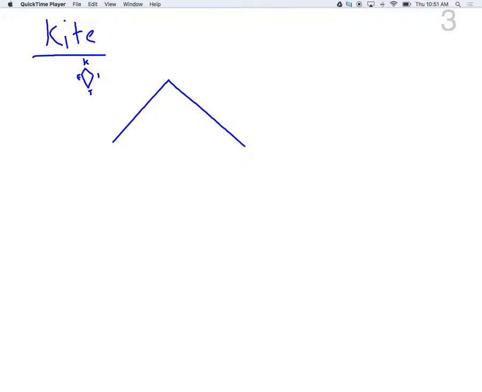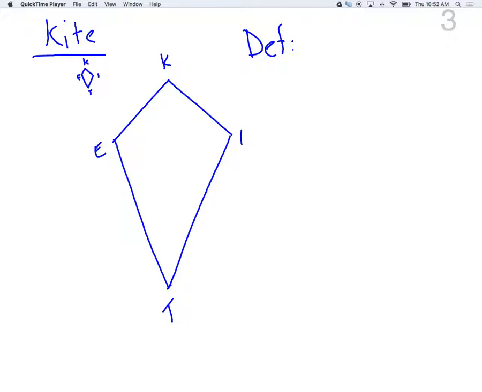Just ignore that little thing hanging on there. Like all the others, we need a definition. Oh, hold on. Before we move on, let's go back here. Where does the isosceles trapezoid fit in? Okay. Good. Back to a kite.